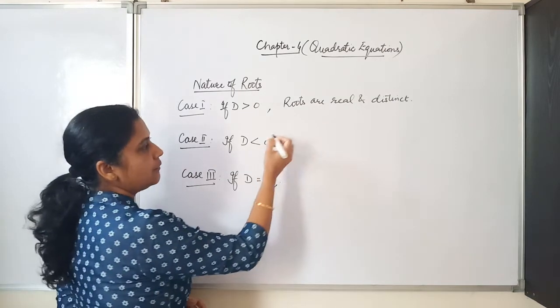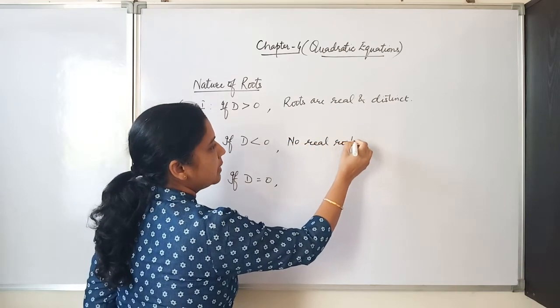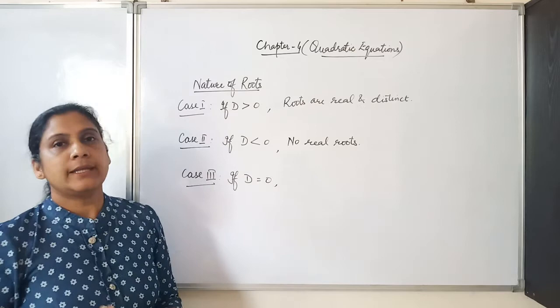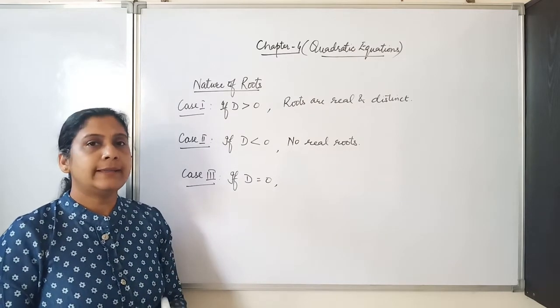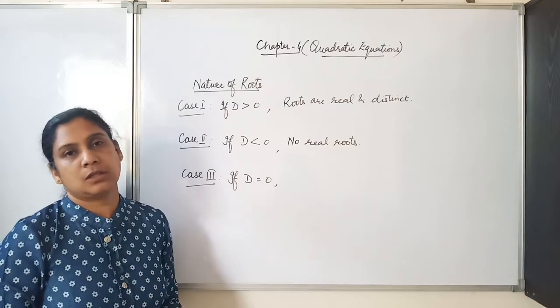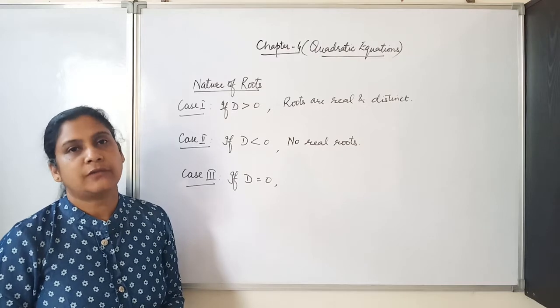Case 2: if D is less than 0, no real roots. In case you find your D is coming out to be negative, you will conclude the question by writing down no real roots, and then you will not go ahead with the quadratic formula because roots do not exist over there, so you will not find them.